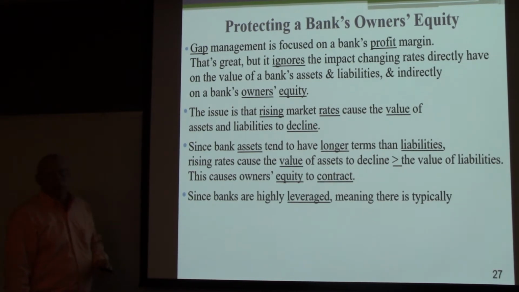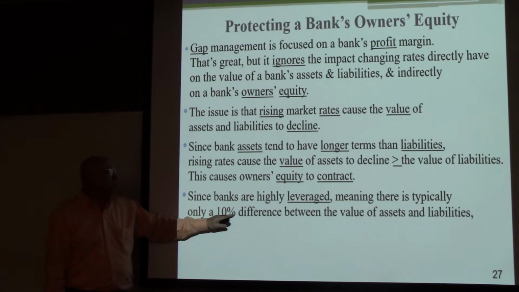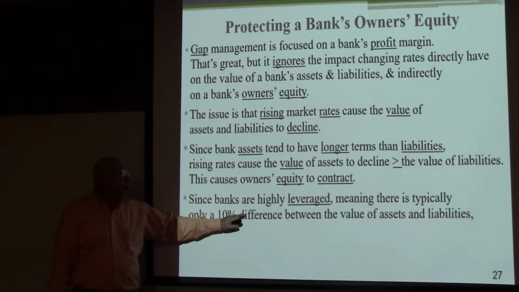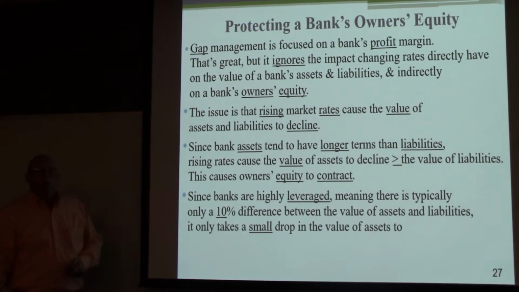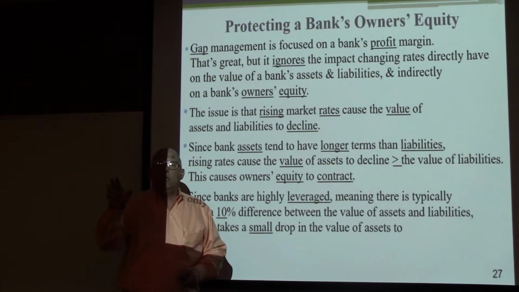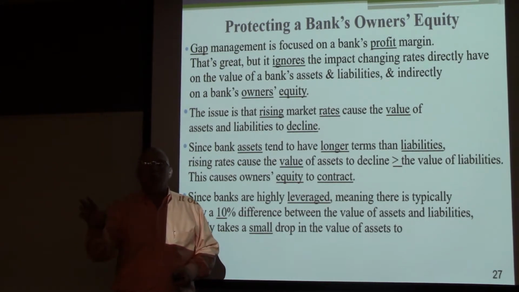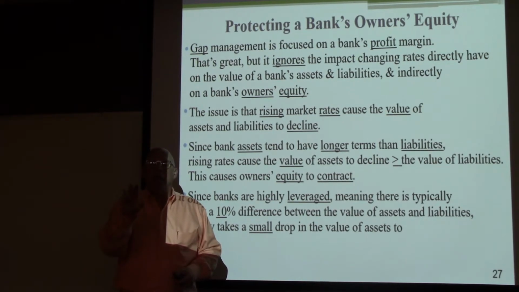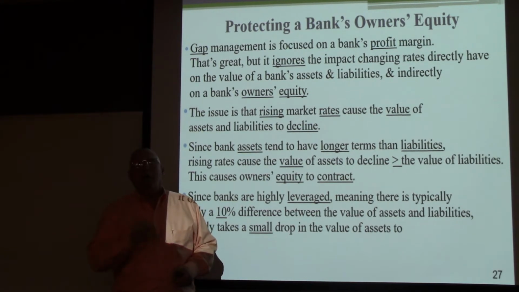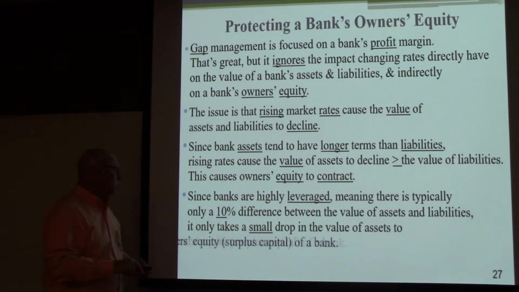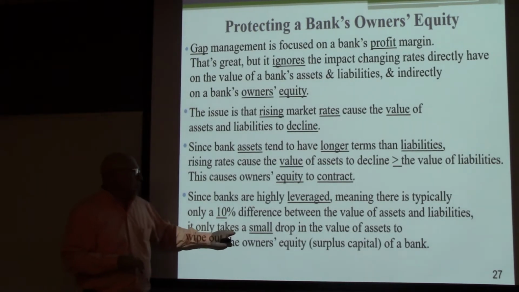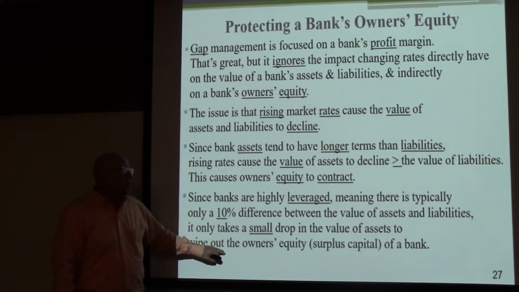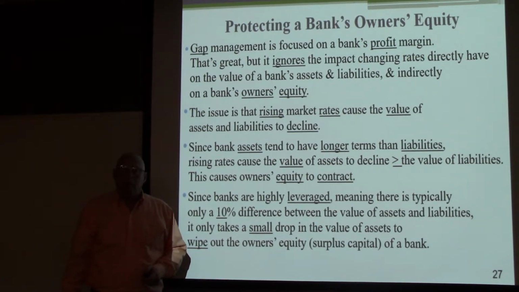Since banks are highly leveraged, meaning there is typically only a 10% difference, I think 11% is the capital requirement, between the value of assets and liabilities. Okay? So assets minus liabilities is equal to 10%. That means a bank has $100 million in assets and only $90 million of liabilities, which means they only have $10 million of equity. So all it takes is a 10% decline in the value of your assets to wipe out your capital. And that's what happened.